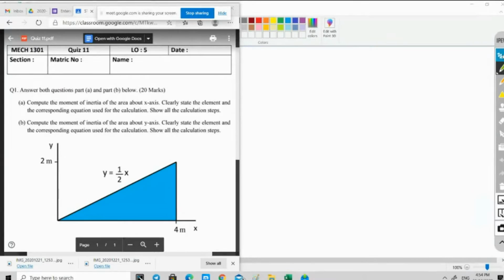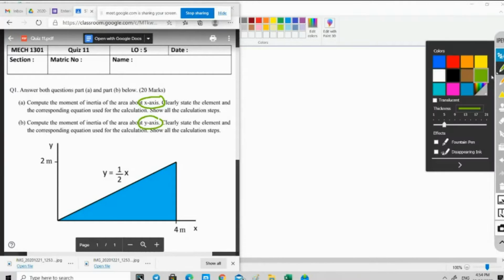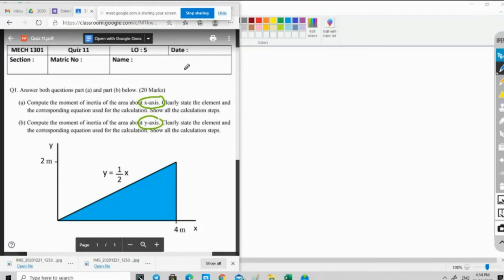Okay, so in this question over here, the question actually asks for you to answer both part A and part B. For part A, we have to compute the moment of inertia of the area, the blue area here, about the x-axis, and then you have to clearly state the elements corresponding to the equation used, and then show the steps, and then compute the moment of inertia about the y-axis, right? So you have to calculate both. And the very first thing that should be very clear from the very beginning is the equation that you want to use and which element it corresponds to.